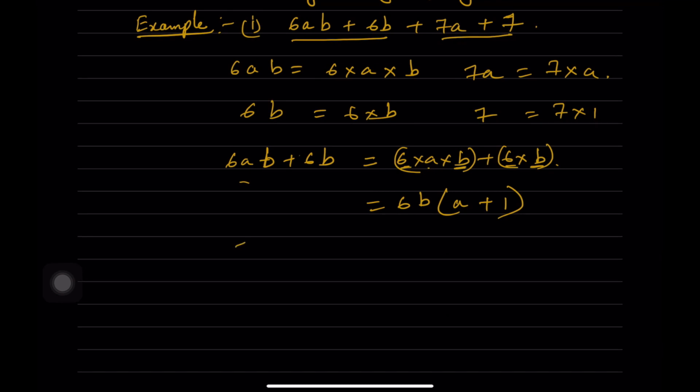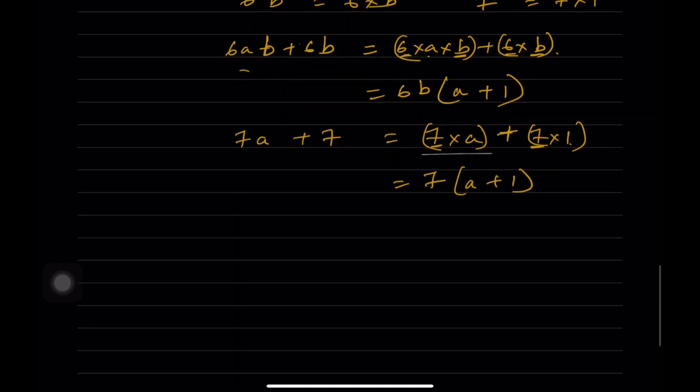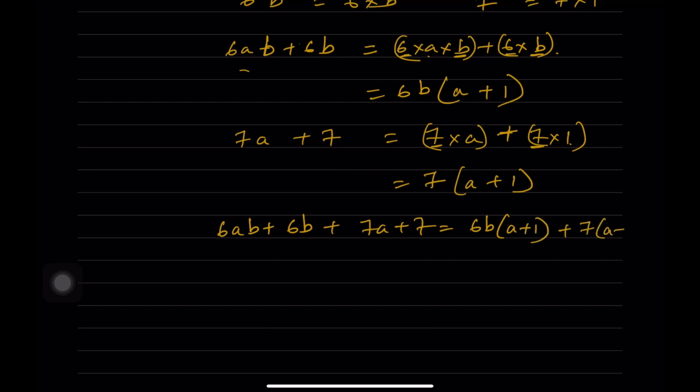Next, 7a plus 7 is written as 7 into a plus 7 into 1. What is common in both of them? 7 is common. So you can write it as 7 into a plus 1. Now regroup both together: 6ab plus 6b plus 7a plus 7 is written as 6b into a plus 1 plus 7 into a plus 1.